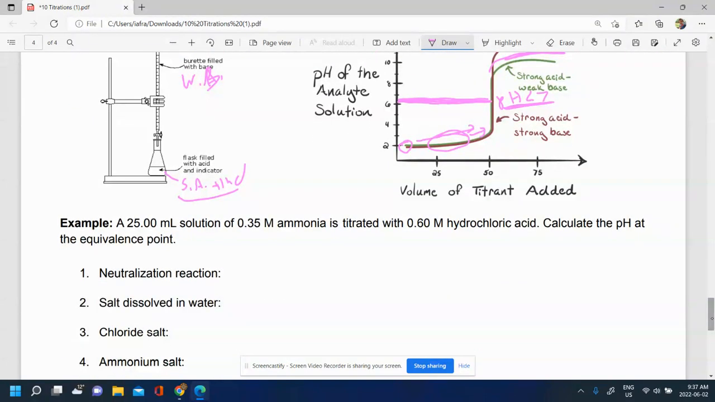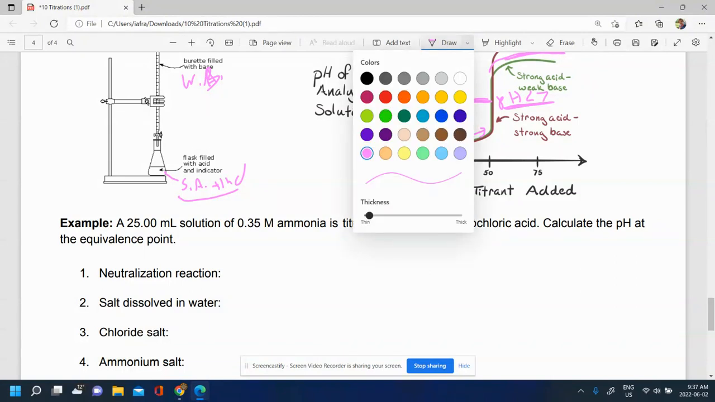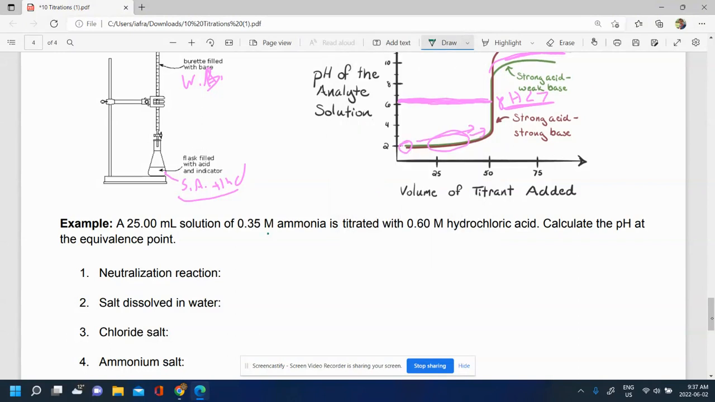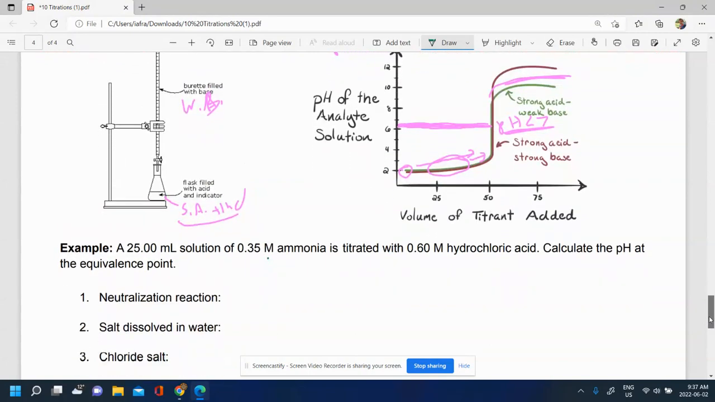So here we have an example of ammonia being titrated with some hydrochloric acid. What we have in this situation is our ammonia in our flask, and the hydrochloric acid in the burette. And so you can do that as well. You can have the acid in the burette, and you can have the weak base in the flask.